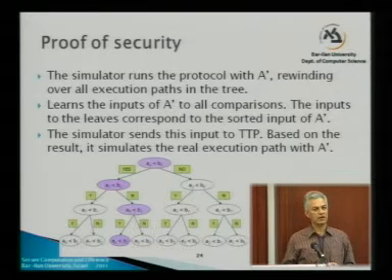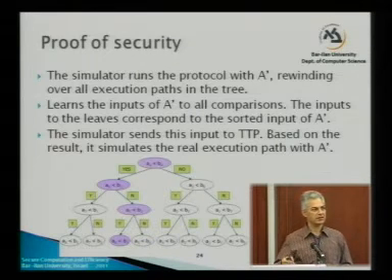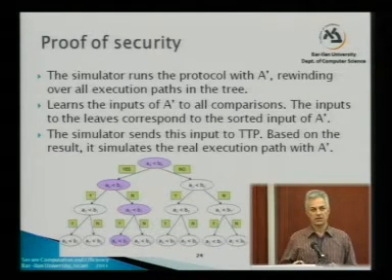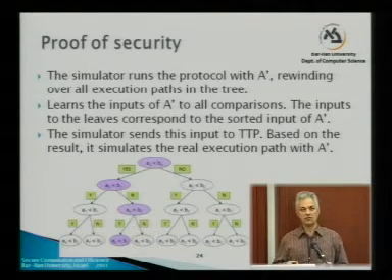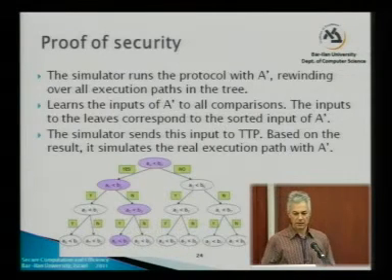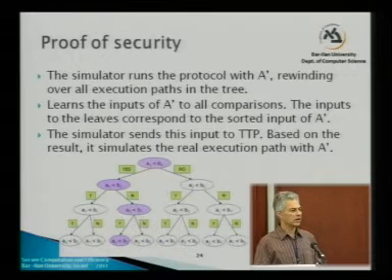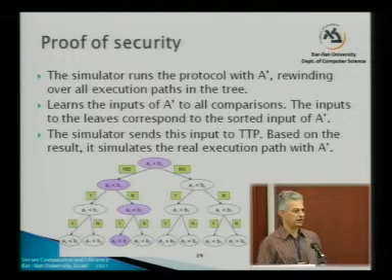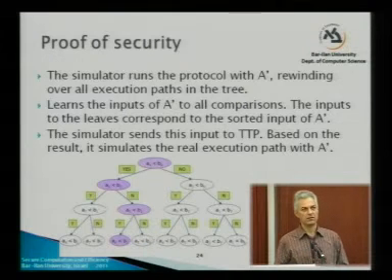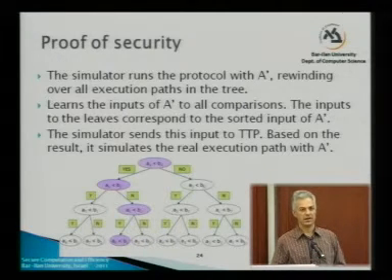So by traveling on the tree, or simulating the execution with A, we can get all of A's inputs in the simulation. Then we can give these inputs to the trusted party, and the trusted party will give us the actual output. Then using this, we can finish the simulation.